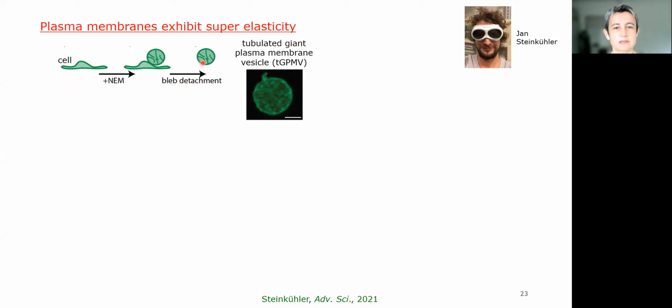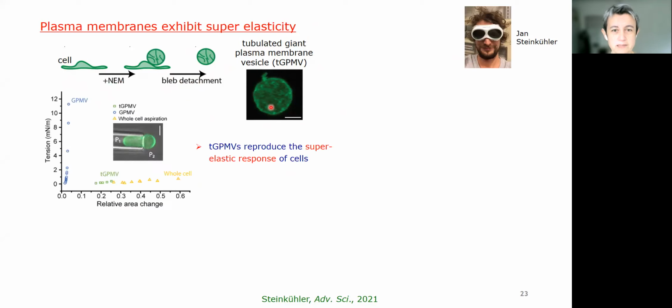And after harvesting these blebs, he sees that they're extremely tubulated. These are tubulated giant plasma membrane vesicles. We call them TGPMVs. The surprising thing was that if you compare their elasticity, if you measure their elasticity by applying tension and measuring the relative area change, you're going to see that they very much reflect the behavior of cells, which at small tensions have a large area extension. This is how TGPMVs also behave. They have a superelastic response. They reproduce the superelastic response of cells.